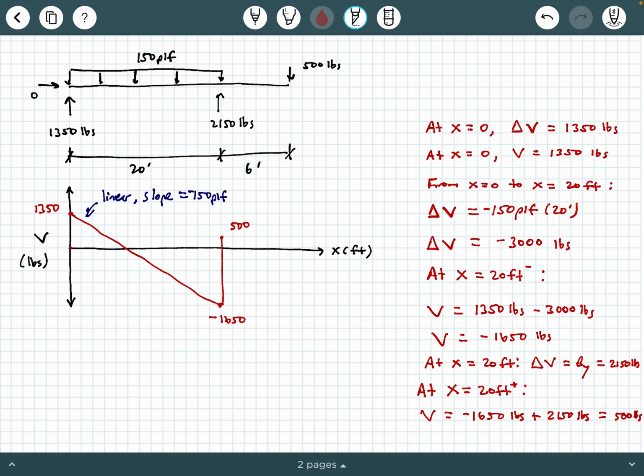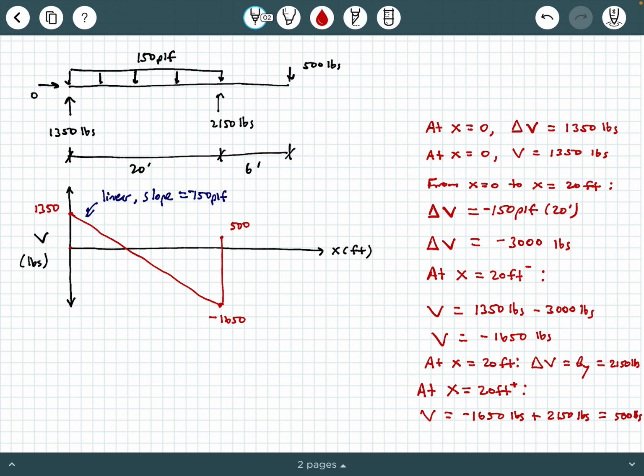So when we were at the left of B, we were at negative 1650. Then we encountered BY, which is at 20 feet. That pushes us up by an amount equal to the 2150. And now we are infinitesimally to the right of point B, which is 20 feet with a plus sign, and we are at 500 because we said negative 1650 plus 2150, 500, okay?